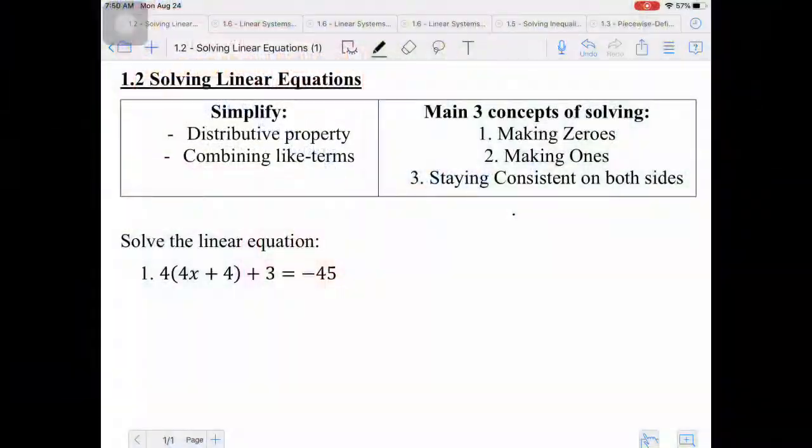Yo, how's it going? So we're gonna go ahead and begin our first section, our first unit. We're gonna be talking about how to solve a linear equation. Remember that solving a linear equation is the most important skill that you need to learn for Algebra 1 and for every other math after this. If you can do this, you're gonna be successful in this class.